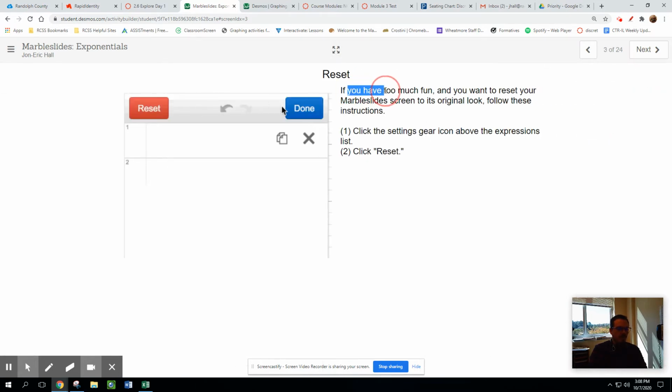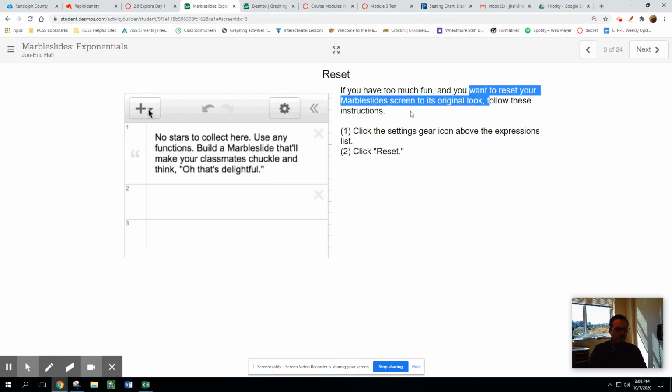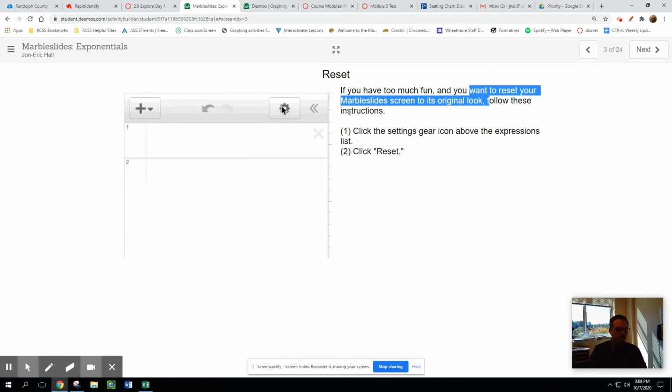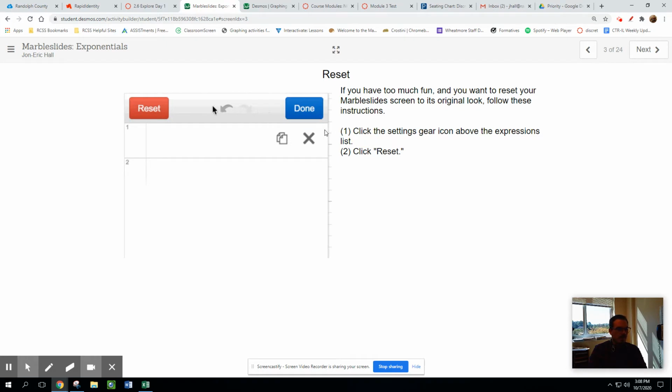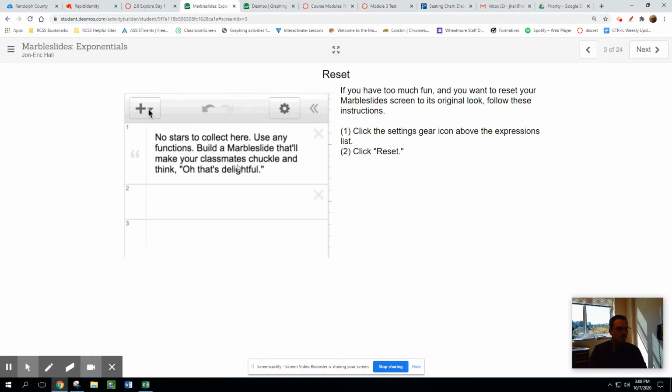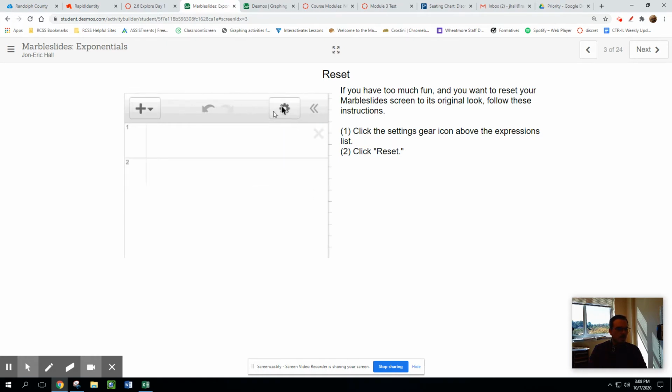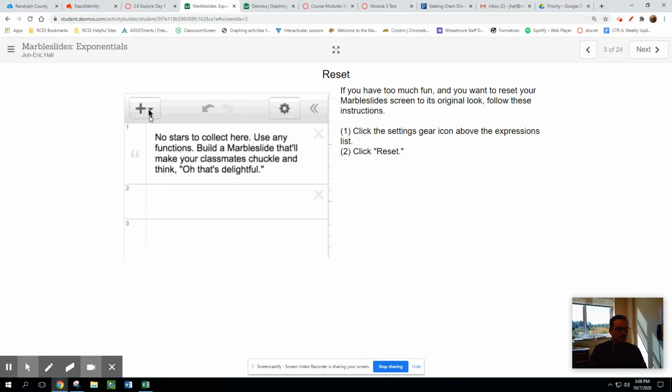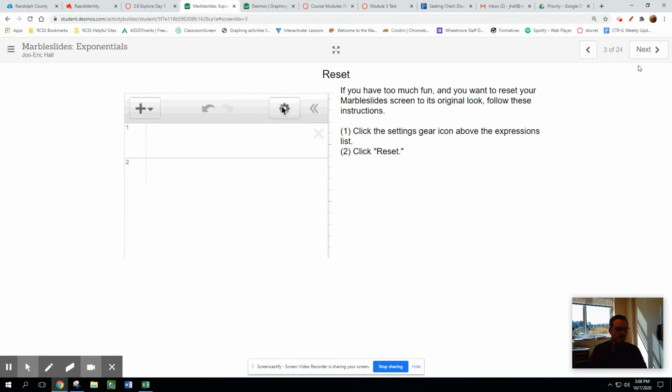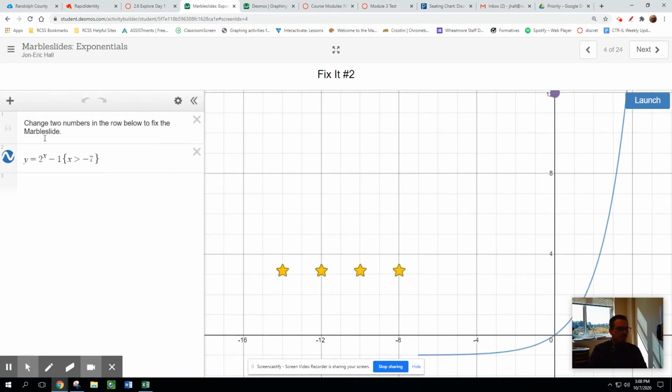So reset. If you have too much fun and you want to reset your marble slide screen to the original look, follow these instructions. Click on the little gear, click reset, and then it'll go back to it. Okay? So fix it number 2. So here's the gear, click reset, we'll be done. Click the gear again. All right.